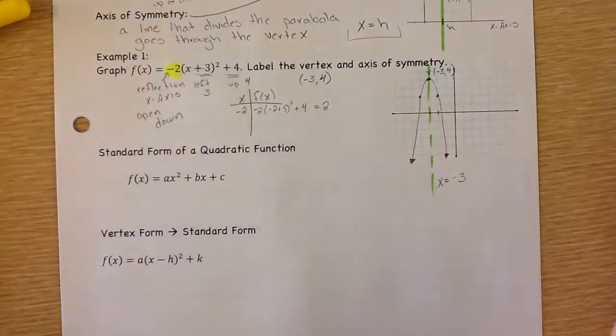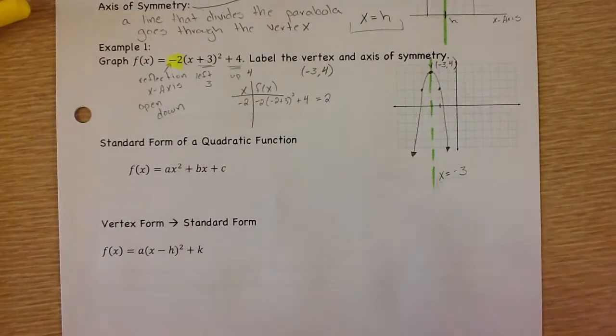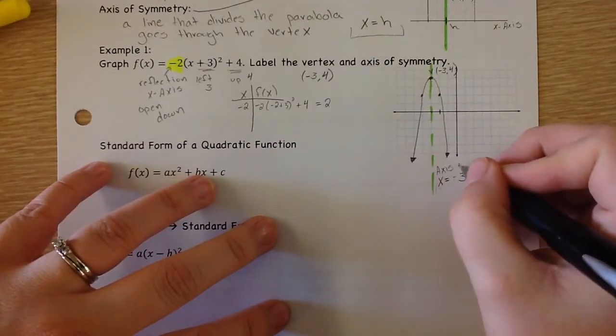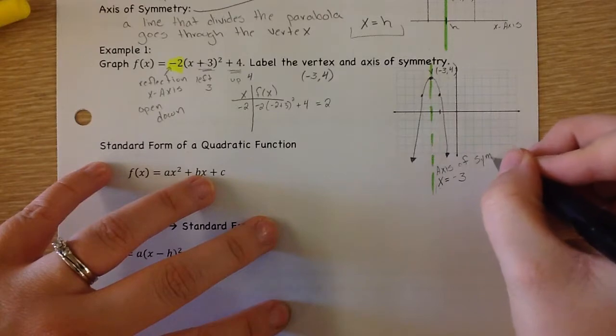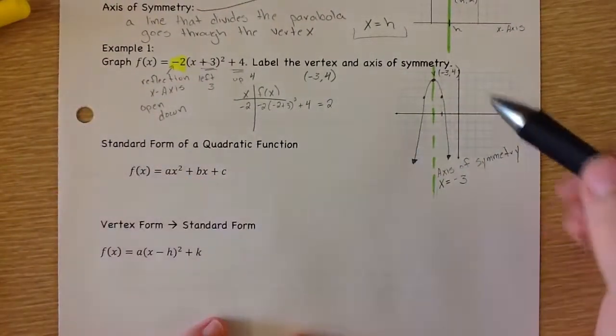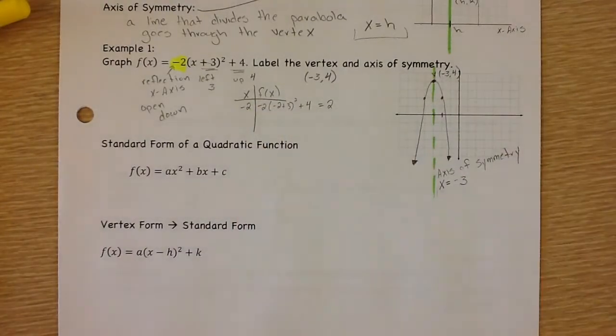Okay, so we've got a point on the other side. Label the vertex, there's our vertex. Label the axis of symmetry, which we have. This is my axis of symmetry, at x equals negative 3. So we graphed it, and we labeled the vertex and the axis of symmetry. Okay, we're done.